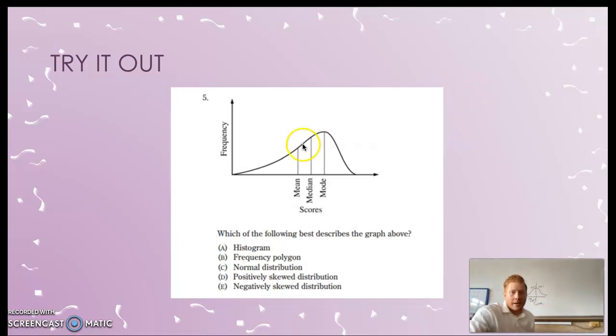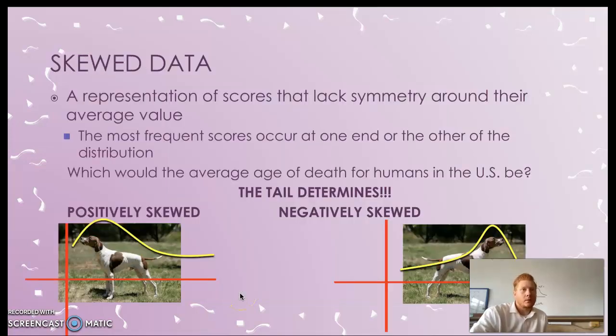Well, we can look at the image here, and clearly this is skewed, right? There's a heavier data set on one side versus the other. So it's definitely not normal. Positive or negative? That's what we're about to look at. Skewed data is a representation of scores that lack symmetry around their average value. In a normal bell curve and a normal distribution, that average value falls right there in the middle, and then it's 50-50.